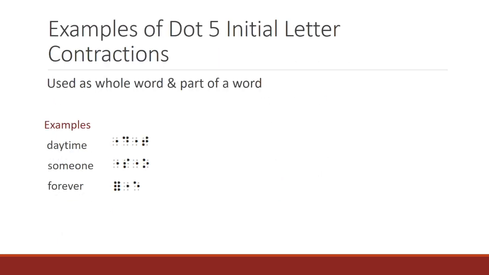Here are 3 examples of the .5 initial letter contractions used as group signs. Daytime, which is written as .5D, .5T. Someone, written as .5S, .5O, and forever, written as the FOR sign, .5E.